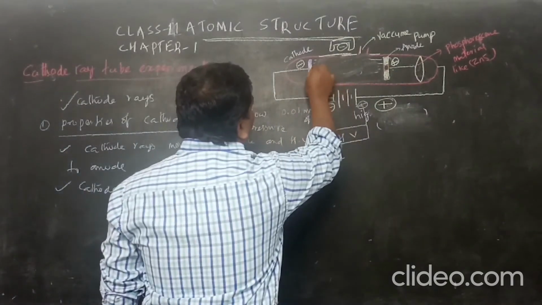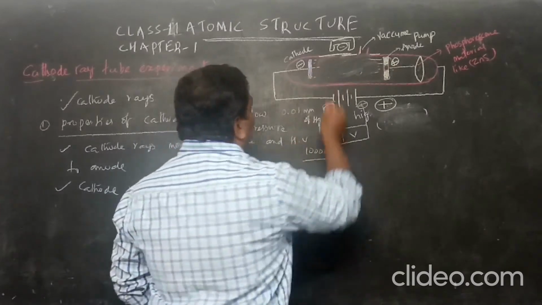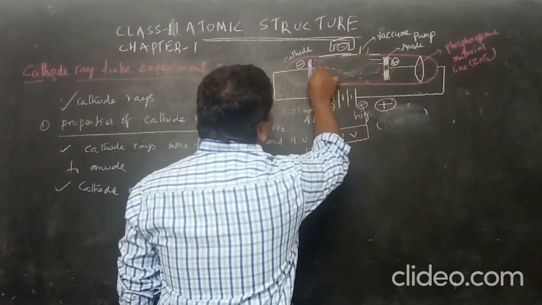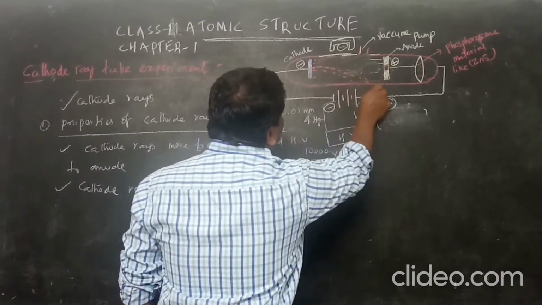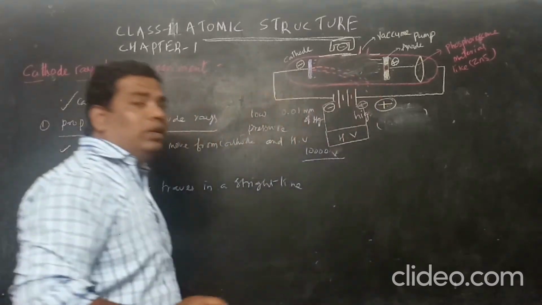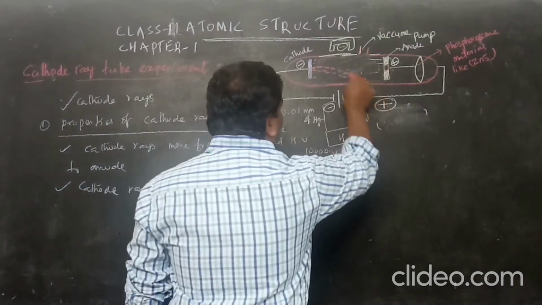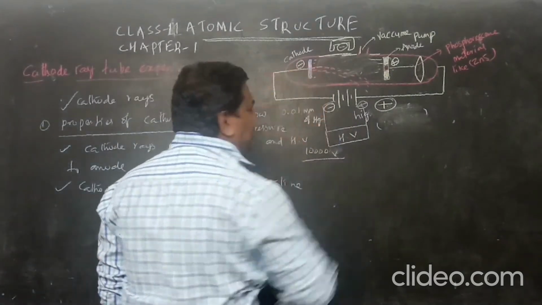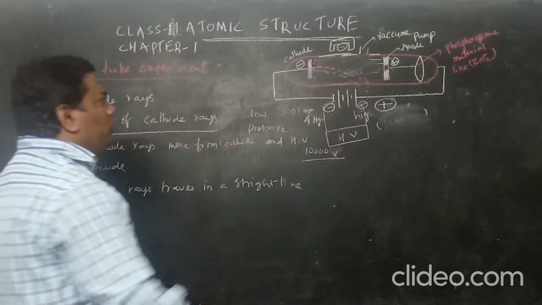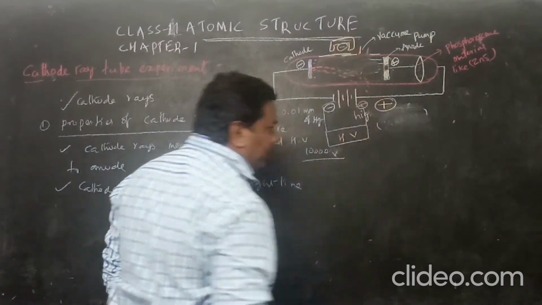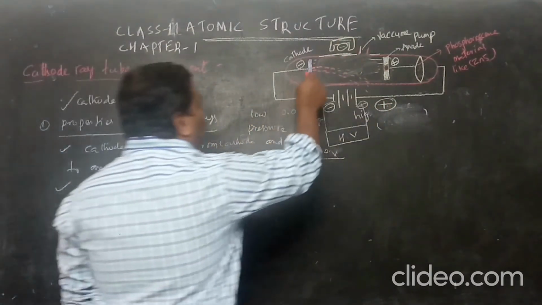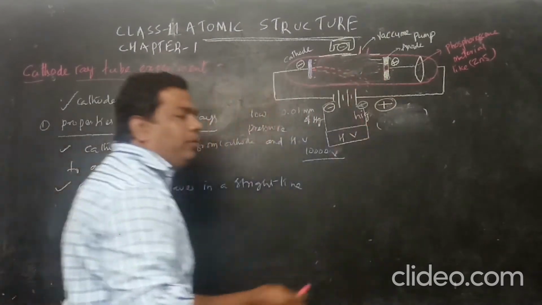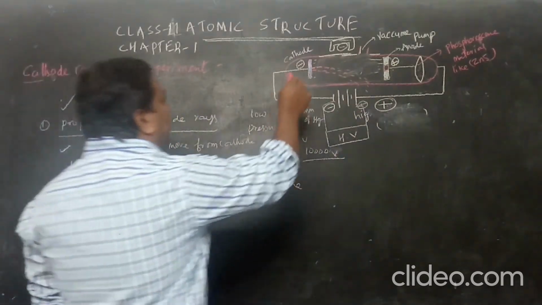So these cathode rays are deflected toward the positive side. The deflection of cathode rays on the positive side indicates that these particles are negatively charged. So it concludes that when we apply an electric field, the cathode rays are deflected toward the positive plate of the electric field, which concludes that the cathode rays are negatively charged.